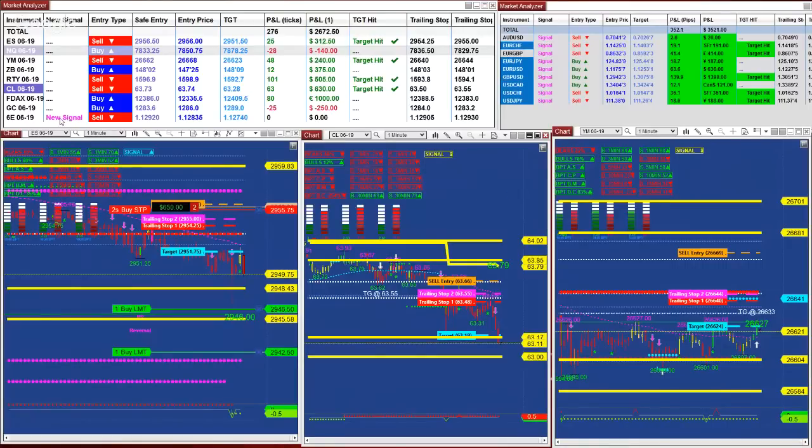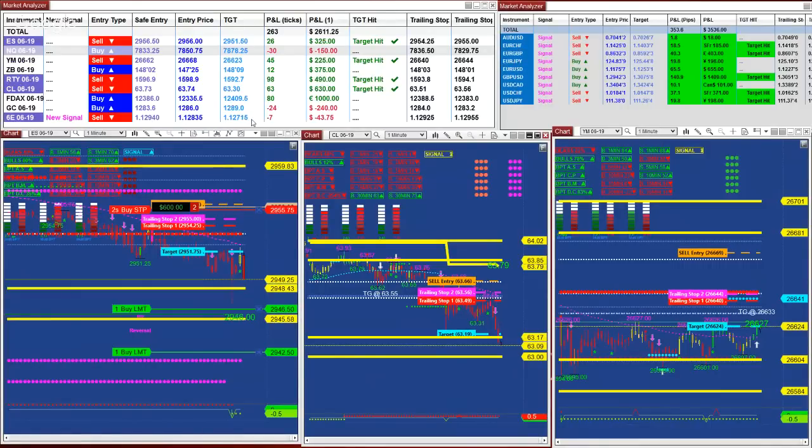There is a new signal on the 6E euro dollar future, entry price 28.35, 7.15 is the target.